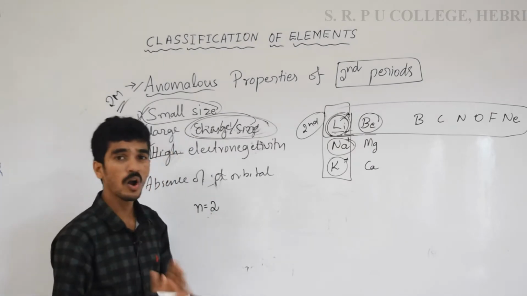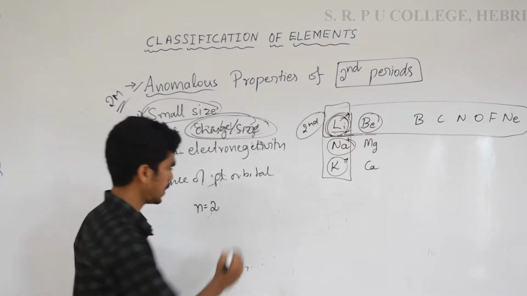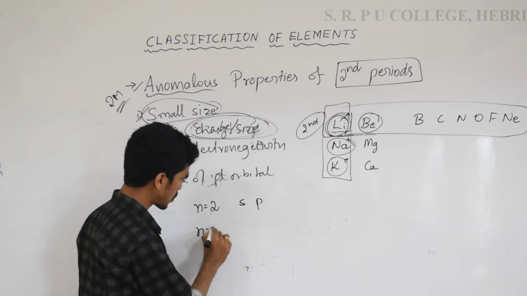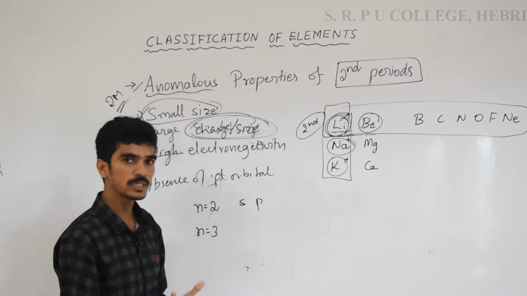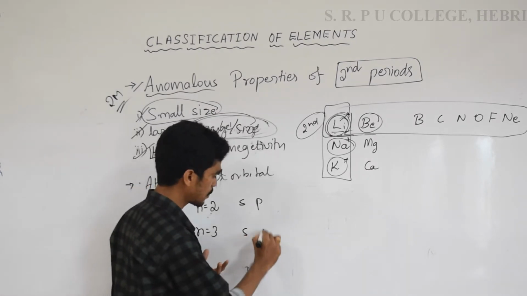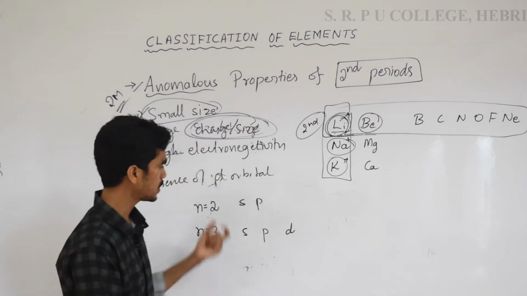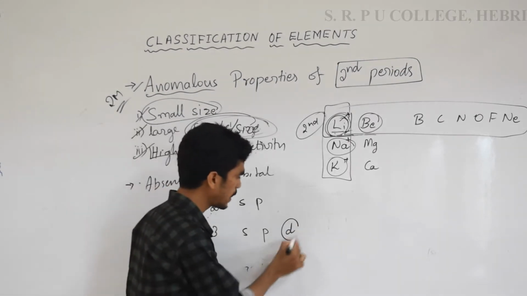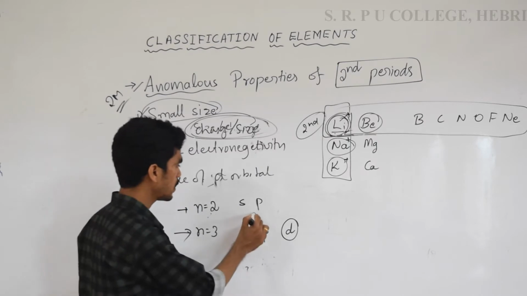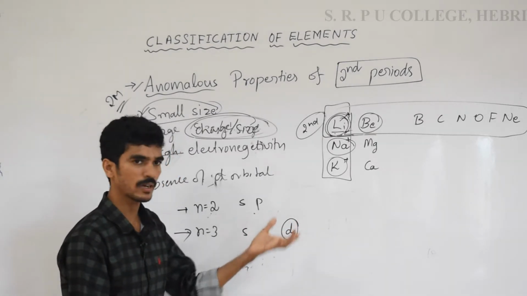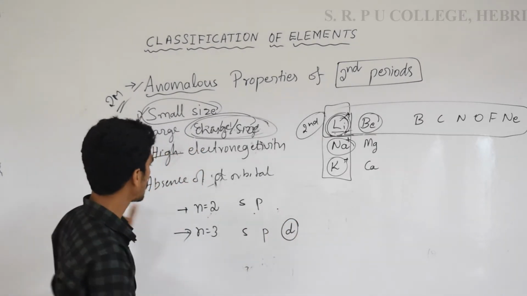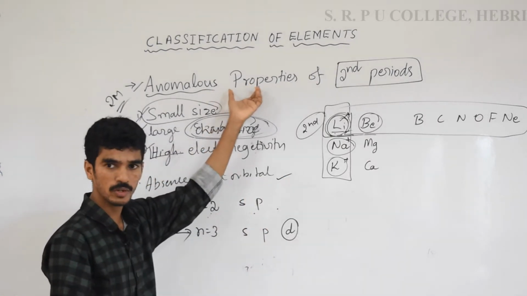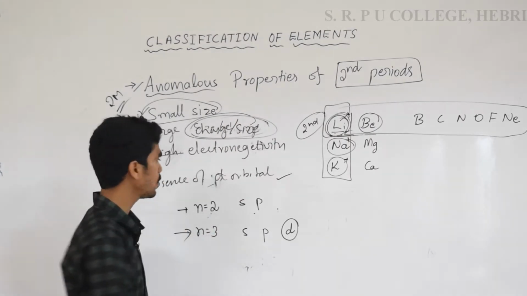In n equal to 2, how many subshells are there? Only s and p. In case n equal to 3, how many subshells can we have? That is 3: s, p and d. So what is the difference between the second period and the third period? Here d is present, but in the second period only s and p are present, d is absent. So the absence of the d orbital is a very important anomalous property of second period elements.